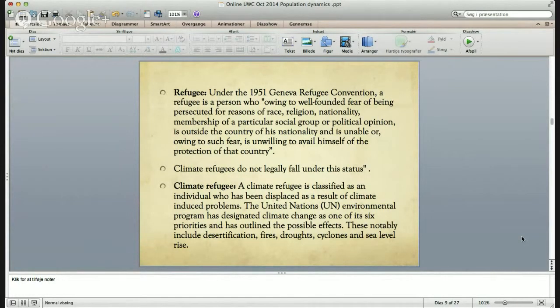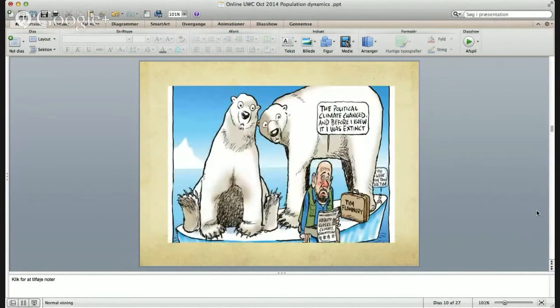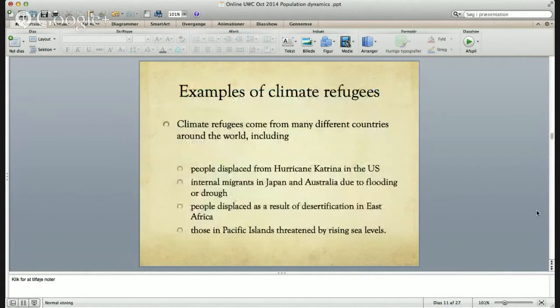So what we see here is that there is a clear definition of climate refugee. That's not the issue. The issue is whether or not they should have the same rights as the type of refugees that we've been dealing with so far globally. Now, I think we need some more examples of climate refugees before we dive into the examples, just to make sure that everyone's on the same page.